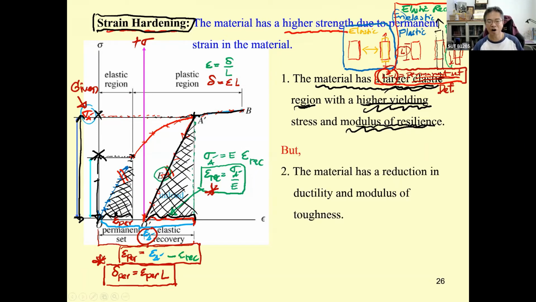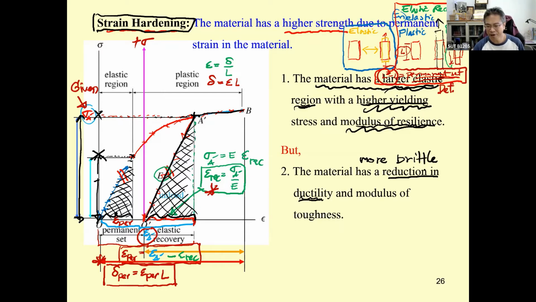However, there is a drawback. The material is going to be more brittle. The material usually fails at this red flag, and it is changed to this yellow line. So the deformation is going to be less. So it has a reduction in ductility, or in other words, it's going to be more brittle.